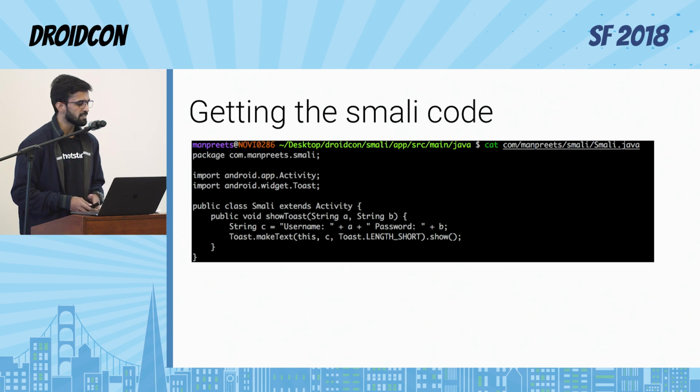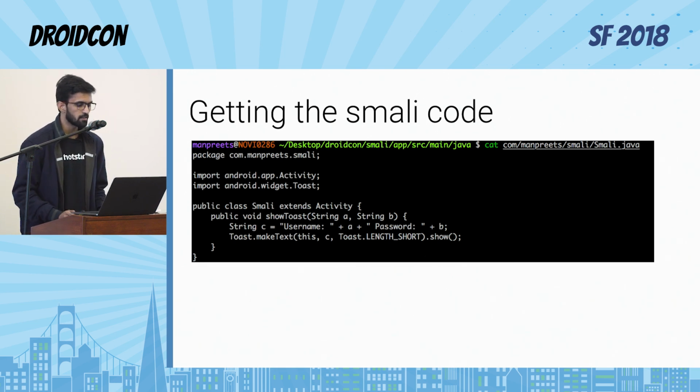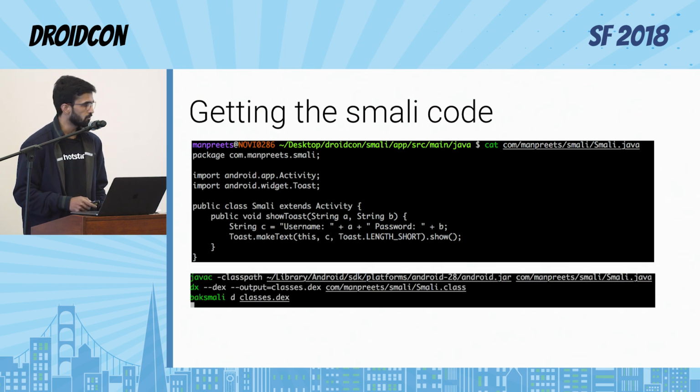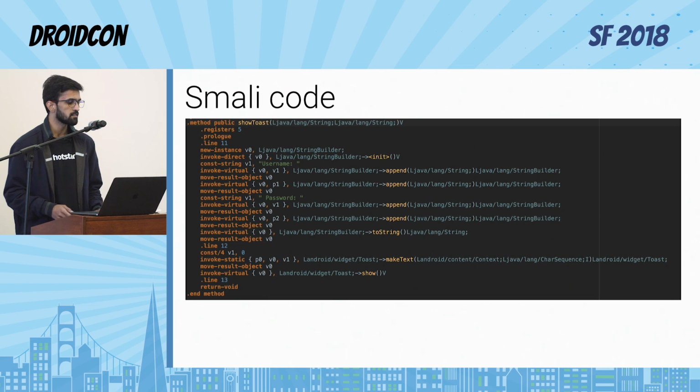I made a simple method, showToast, in Java, that takes the username and password and will just show a toast out of that. We know that we can generate DEX from the code written in Java by running javac on it followed by dx. So this is what I'll do. I'll generate a DEX file out of my Java file, that is this file, and then I will run baksmali on top of it to get the Smali code. We got it. This is what the Smali code of the showToast method looks like.